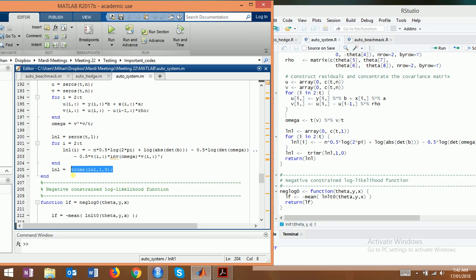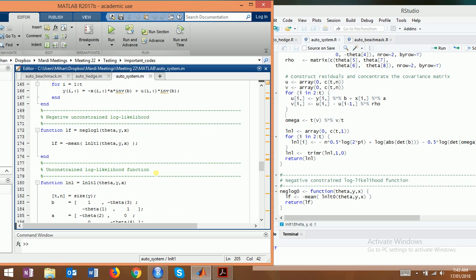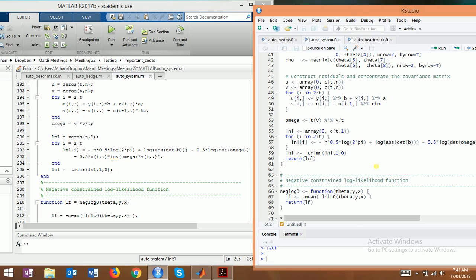And then we trim the first row so that the dimension matches, because we are dealing with lags, obviously. AR1. So this is the unconstrained log likelihood function. Any tricks in R that we need to concentrate out? No, we need to just simply loop for i in 2 to T. Fine. Then as you know, we don't need to mention how many rows we need, third bracket.